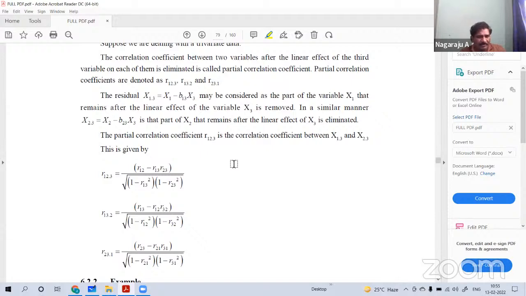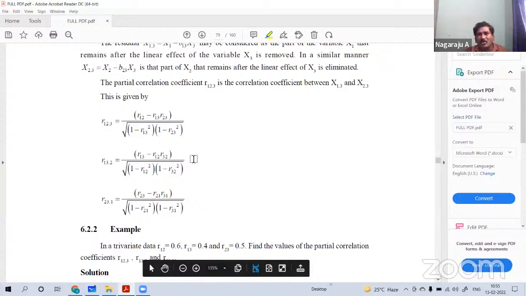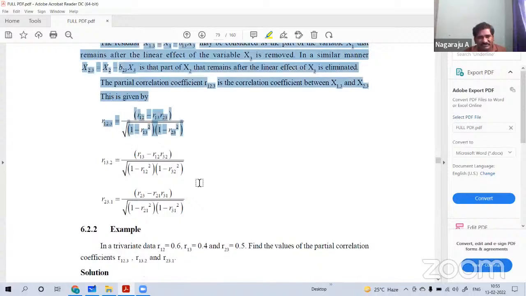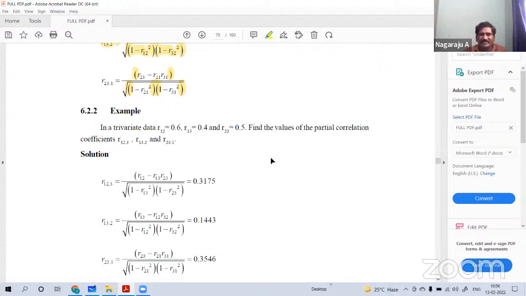This is from a simplification point of view. Here formulas are developed, and we can take the formulas now: r12, r13 and r23. These are called partial correlation coefficients. Now here, after calculating correlation coefficients, from your exam point of view, they will give the data and ask the question. It is a triplet data, tri-variable data, that they will give. From that data, they will ask to find the value of the partial correlation coefficients.